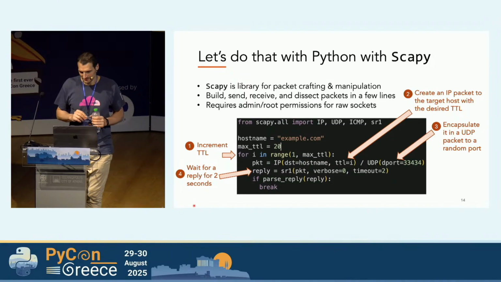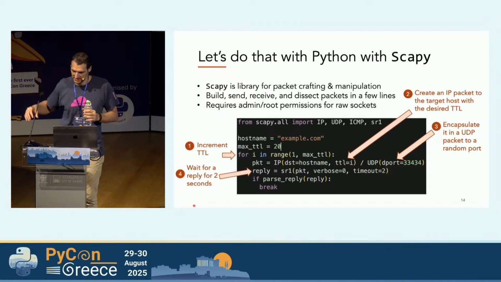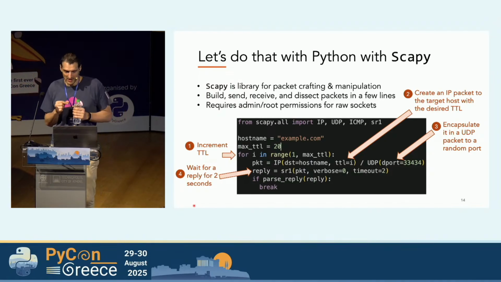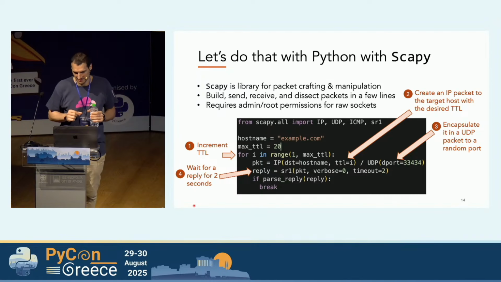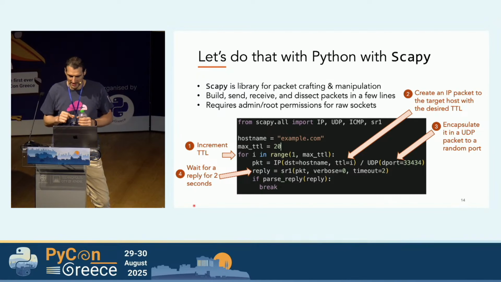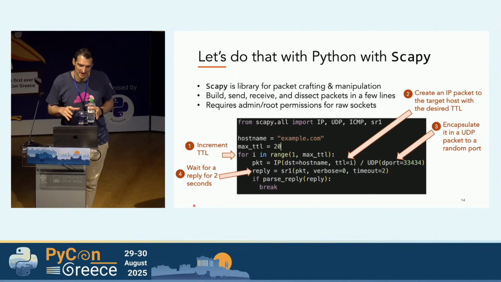So in this example, I am creating a loop. This loop increments TTL from 1 to a max TTL, 20 in this instance. And then I am crafting an IP packet with the destination that is example.com. And the TTL of its iteration of the loop. Then I wrap it inside a UDP packet.